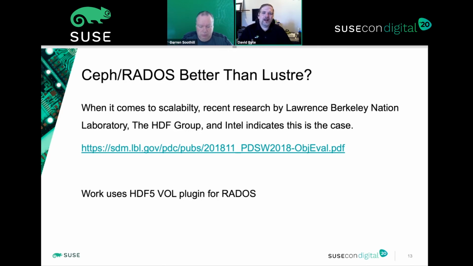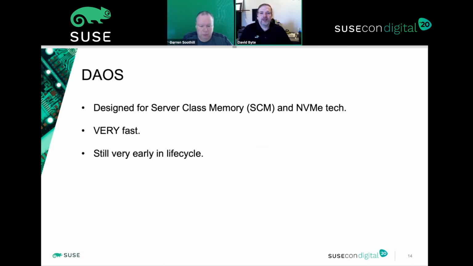Next, I want to talk about something that's really new, and that's DAOS. DAOS is an upstream project being worked on by Intel and a lot of the Department of Energy labs here in the US. It's really a fresh start, designed for server class memory, so think NVDIMMs, Optane DIMMs, and NVMe technologies. This is not designed to work with spinning storage, and it is extremely fast, as you would expect of something designed for native NVDIMM usage.